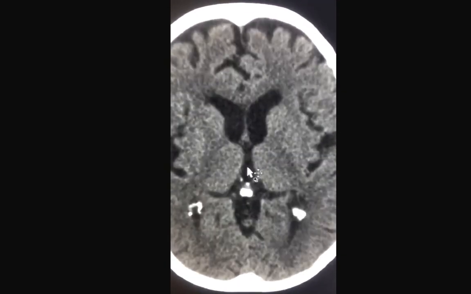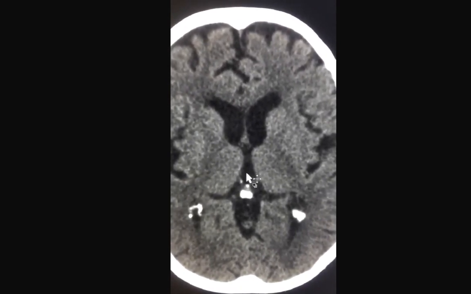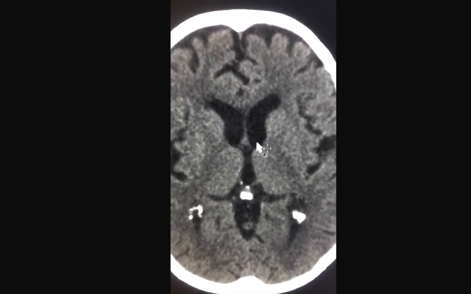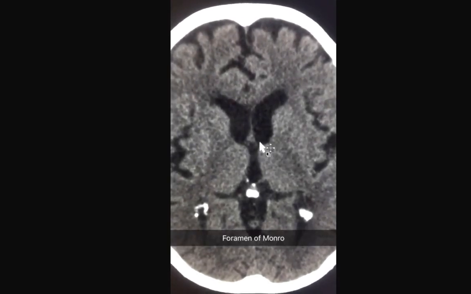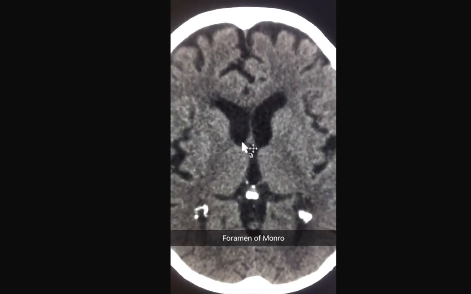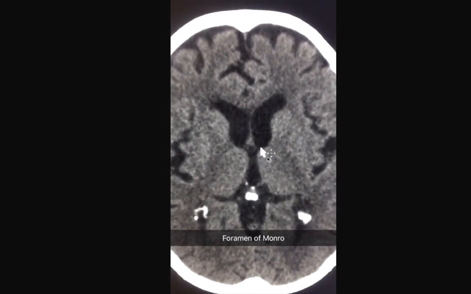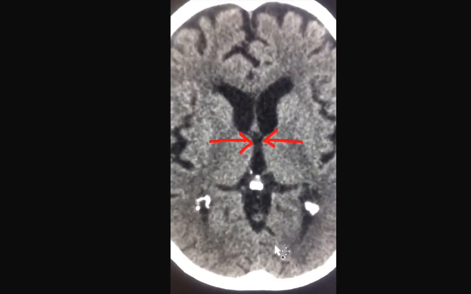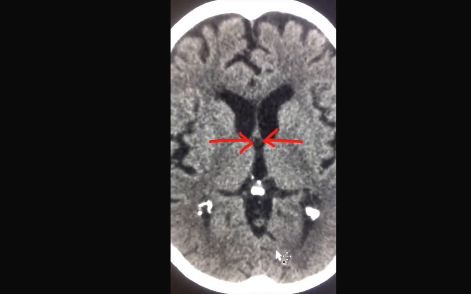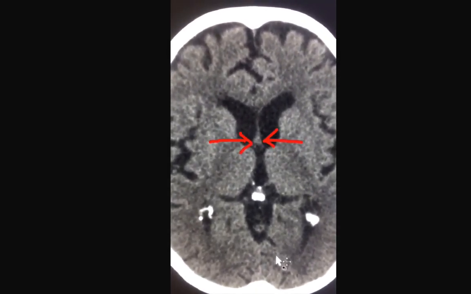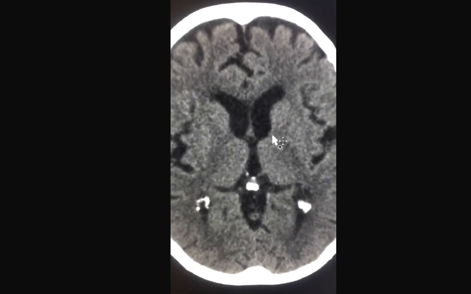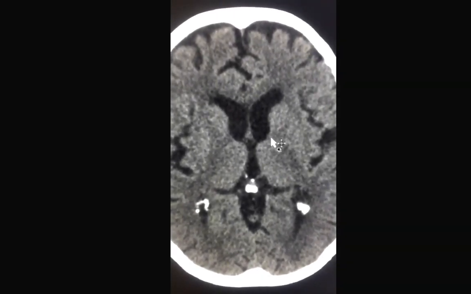This central slit-like area of CSF density here is the third ventricle, which communicates with each lateral ventricle through those. These two foramina are called the interventricular foramina of Monro. So the highlighted foramen of Monro connects the lateral ventricle with the third ventricle. Now that we understand this piece of information, let's go back to the abnormal case.